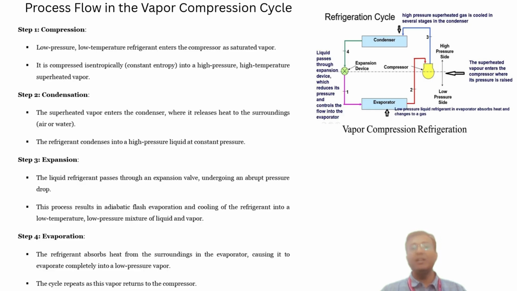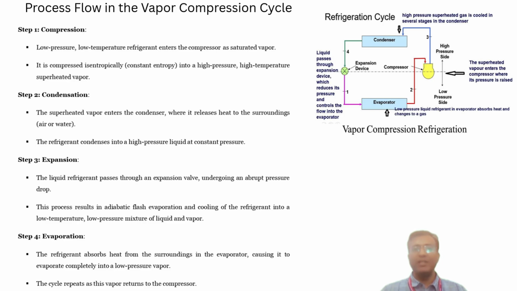Third is expansion. The liquid refrigerant hits the expansion valve, where the pressure drops abruptly. This isenthalpic process, where no heat is added or lost, causes flash evaporation, turning the refrigerant into a cold, low pressure mix of liquid and vapor. It's like spraying an aerosol can, where the sudden pressure drop chills the contents.